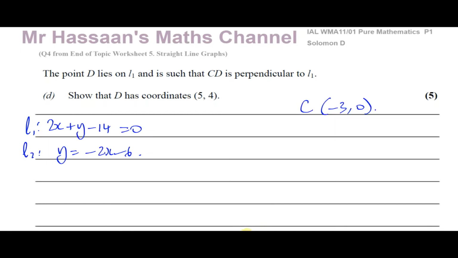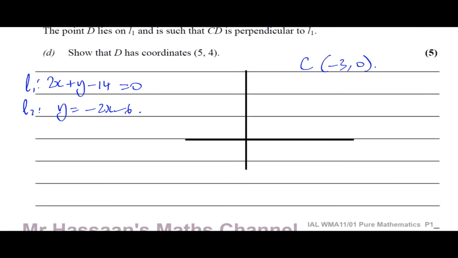Okay, now if we make a little sketch to try and picture what's happening here, that might help us picture what's going on. It's always a good idea to do that when you have these graph questions if you've got time. We know that line 2 is going through -6 and it has a gradient of -2. So you can see from this equation that it's going to pass through the x-axis at -3, as we worked out already, and it's going to pass through the y-axis at -6. So it's going to have a gradient like this.